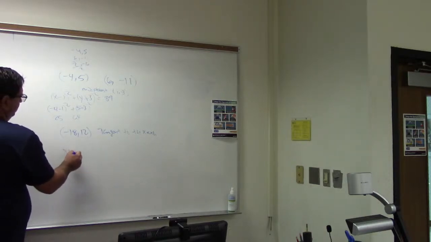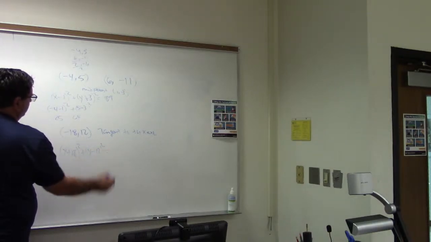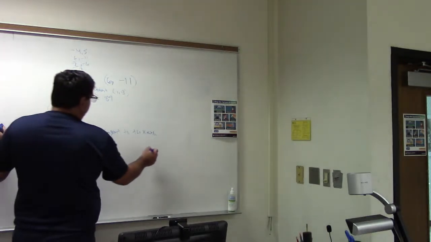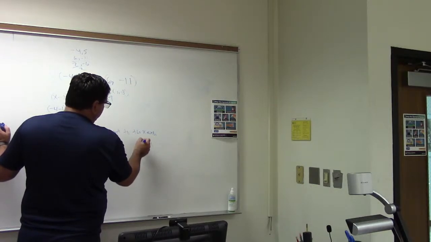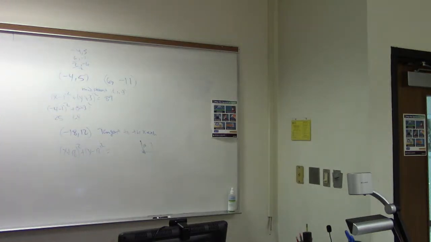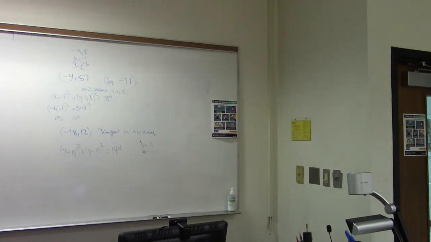This last one, I got x plus 18 squared plus y minus 12 squared equals 324. No. Nope. Okay. Tangent to the x-axis. So we're at negative 18, 12. So if we're coming down to the x-axis, that distance is 12. Oh, okay. Yes? Yes. So then the radius squared would be 144. 144. Okay. All right. Thank you.